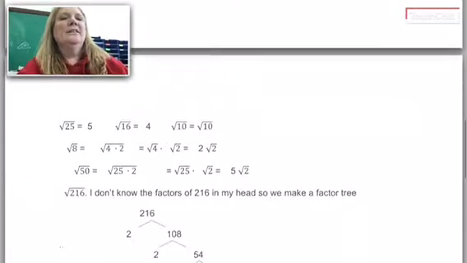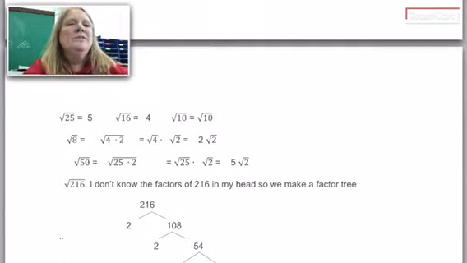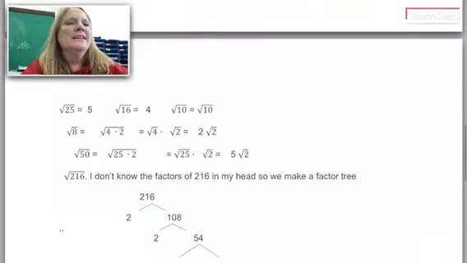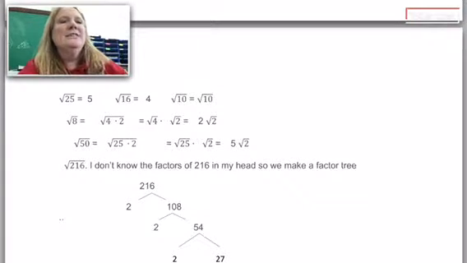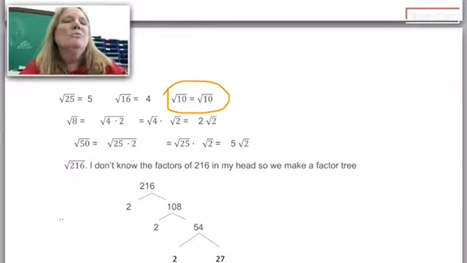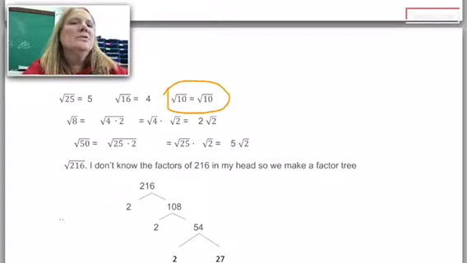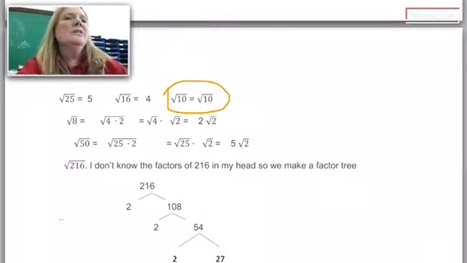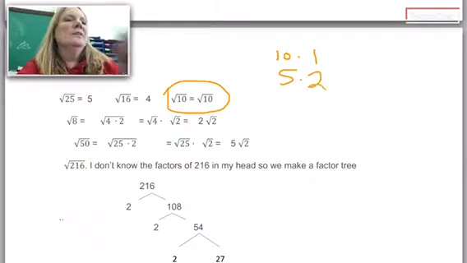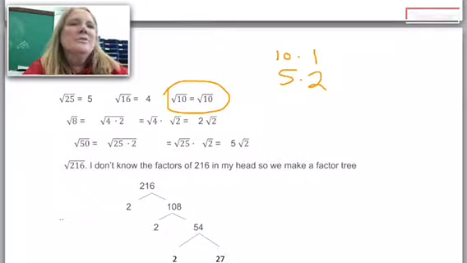So let's look at the square root of 25, we said is 5, the square root of 16 is 4, and the square root of 10. Can we simplify that? Can you rewrite 10 as the product of two numbers where one is a perfect square? Well, the only factors of 10 are 10 and 1, and 5 and 2. And 5 is not a perfect square, 2 is not a perfect square, so we can't simplify it.